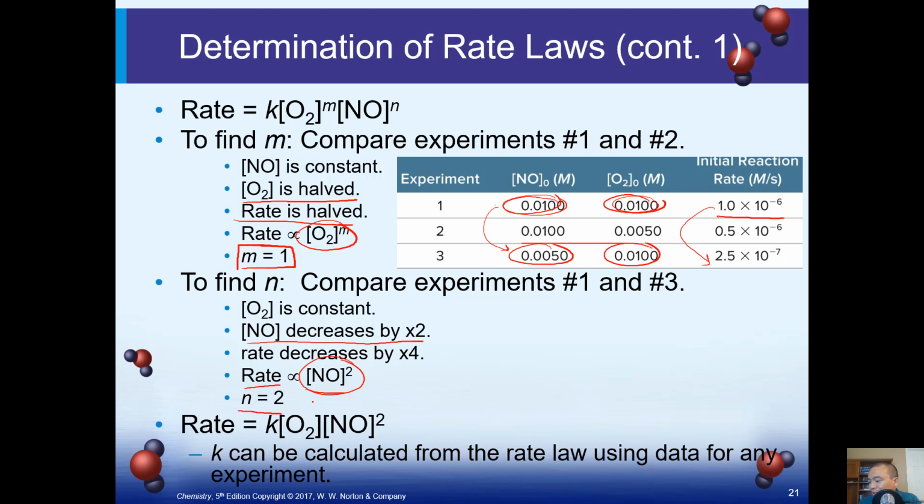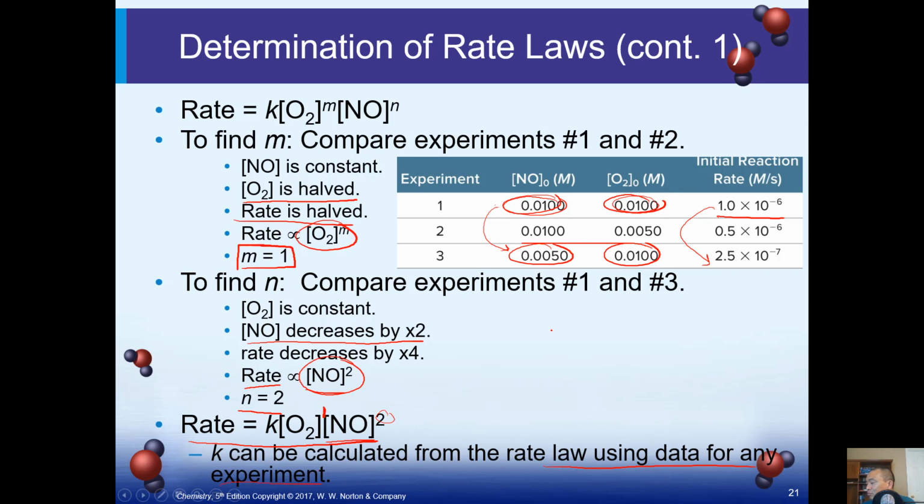So you put this together, the rate will be K times the concentration of O2, which is raised to 1, that 1 is not written, times the NO concentration raised to 2. And this K can be calculated from the rate law using the data for any experiment.